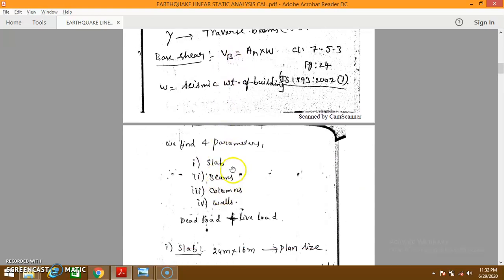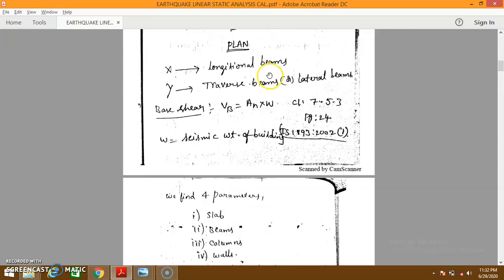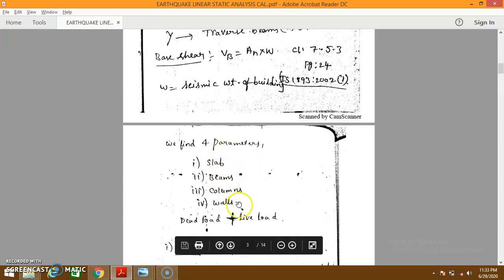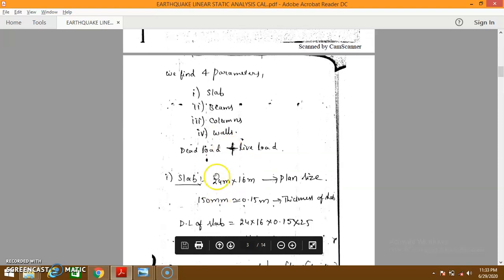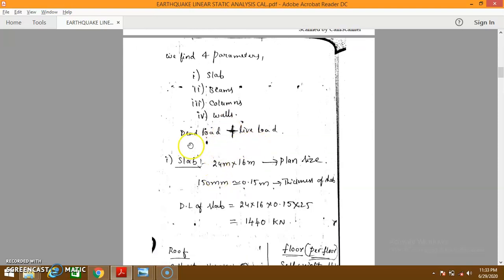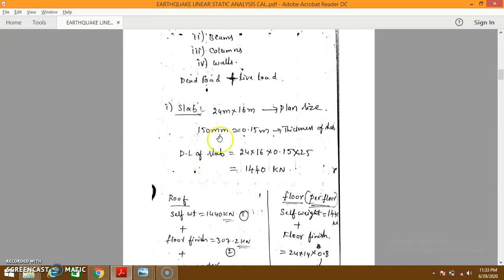First we find W. W is the seismic weight of building. Seismic weight of building parameters are slab, beams, columns, walls. These weights, total dead load and live load weight, we calculate. First, dead load plus live load. Okay, mainly, first, slab. The total slab area is 24 meters by 16 meters. 24 is the x direction, 16 meters is the y direction. The plan size. Okay, 150 mm is the thickness of slab.